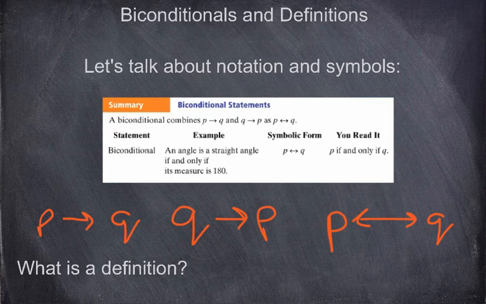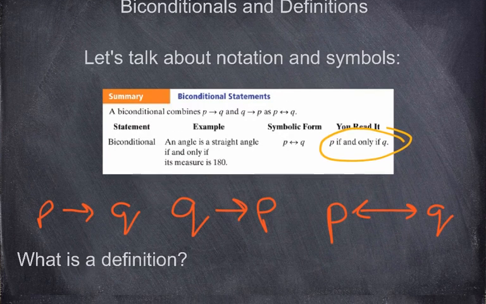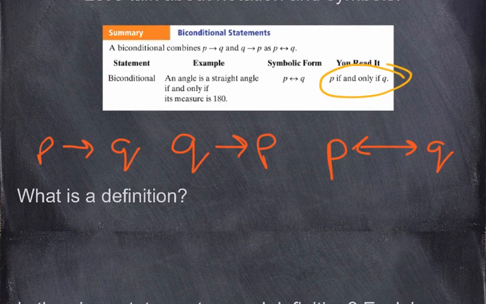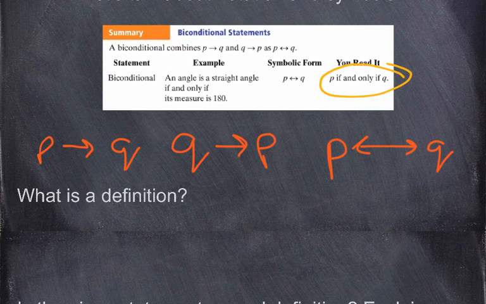So the way you would read it is P if and only if Q. So that's how we would read it. Not if and then, but P if and only if Q. And technically you can reverse that too. Q if and only if P. So either works. Okay, that's just talking about notation and symbols. So we want to make sure we are able to understand it when we see it.